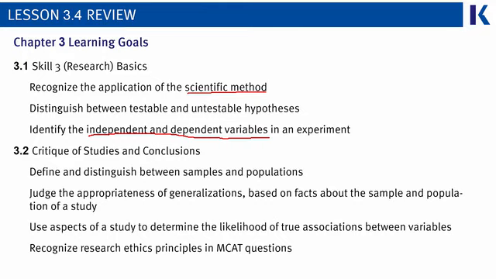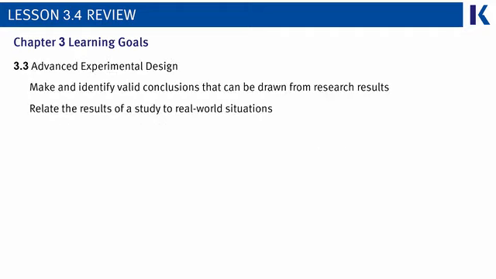Also, the MCAT has specifically called out particular critiques or flaws of a specific scientific experiment. We looked in this lesson at matching the sample to the population. We also looked at some aspects that might cast doubt on the association between independent and dependent variables. And lastly, the MCAT expects you to recognize how valid conclusions can be drawn from research, or even how new observations might generate new conclusions or change conclusions that have been drawn.